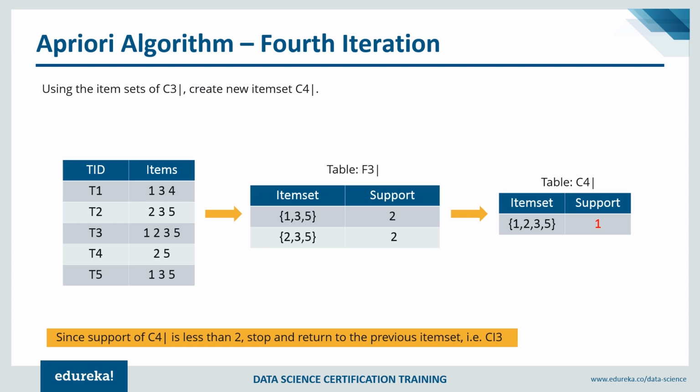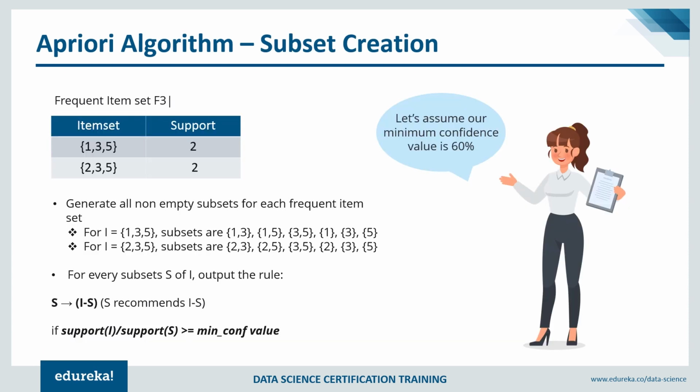Now, if we're using the items of C3 to create the items of C4, what we find is that we have the item set 1, 2, 3, 5. The support value is 1, which is less than the minimum support value of 2. So what we're going to do is stop here and return to the previous item set, that is the table C3. So the final table F3 was 135 with the support value of 2 and 235 with the support value of 2.